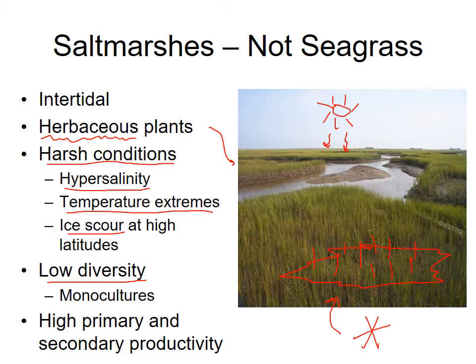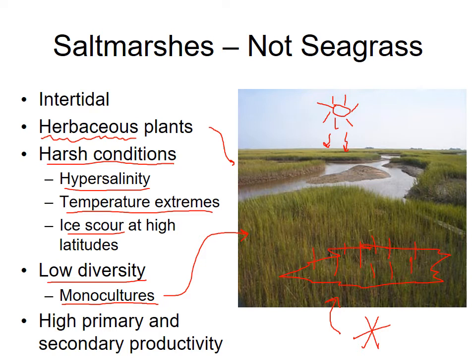And some salt marshes are actually monocultures, meaning that there's only one main species of plant that lives in them. So this salt marsh is a monoculture of Sporobolus alterniflorus, the salt marsh cordgrass, which is the dominant salt marsh species on the east coast and Gulf Coast of the North American continent.